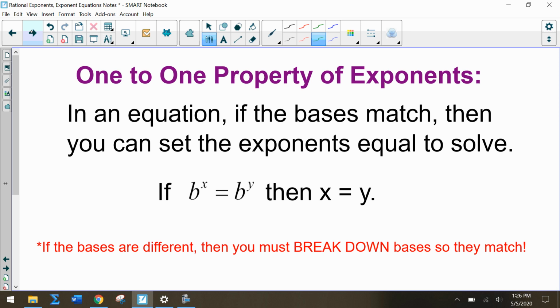So this is called the one-to-one property of exponents. So take a minute to write it down. In an equation, if the bases match, then you can set the exponents equal to solve. So if b to the x equals b to the y, then x equals y. And if the bases are different, then you must break down the bases into smaller numbers so the bases match in order to use this property.